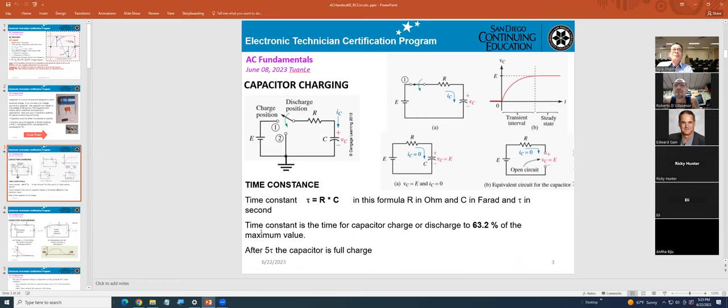What is time constant? Time constant is the time for the capacitor to charge or discharge to 63.2% of the maximum value. That means you calculate the time constant and you get the value, how many seconds it takes the capacitor to charge up to 63.2% of the maximum value. However, after 5 time constants, the capacitor will be fully charged. Okay, that's what we're talking about, capacitor charging. If you have any question or any confusion, bring it up.